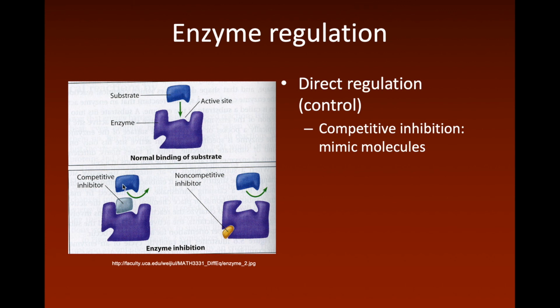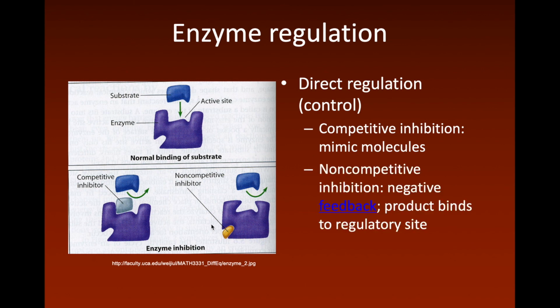So competitive inhibition means you have a regulatory molecule that competes for the active site. We call these mimic molecules, where they look a whole lot like the substrate, and they don't have the same perfect fit, but they do bind to the same active site, and they compete for binding, which inhibits enzyme activity.